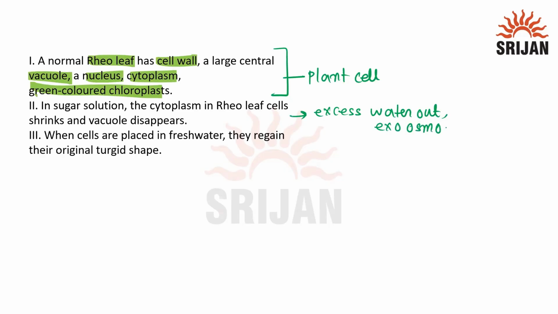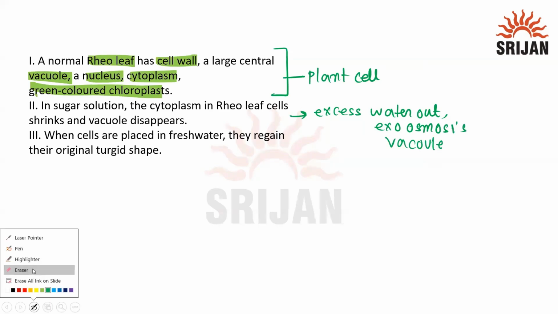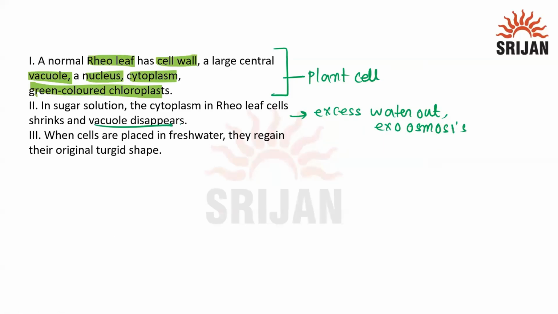And the vacuole will shrink. When the vacuole shrinks, it will almost disappear. Shrinkage will take place. So plasmolysis occurred. We understood this.